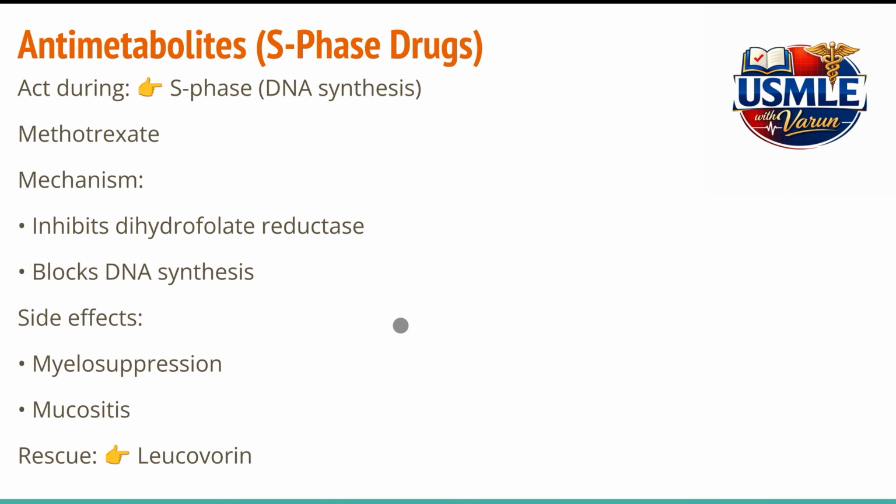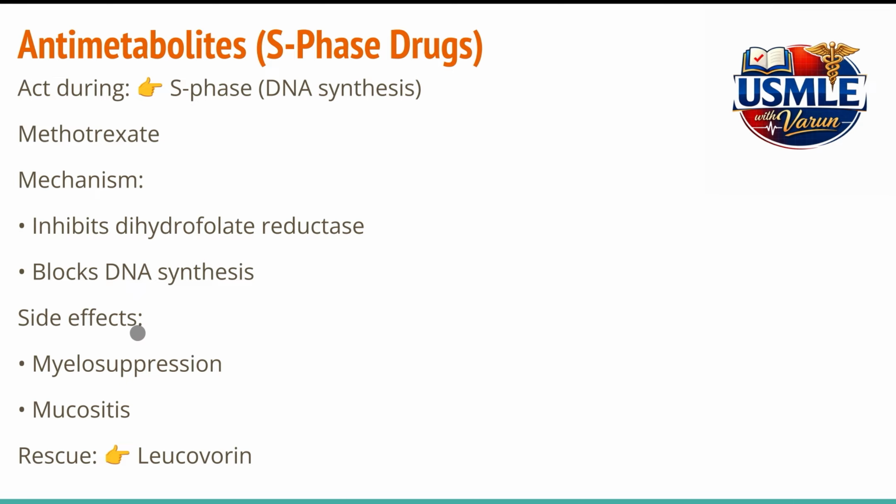Now let's discuss a few anti-metabolites. One of those is methotrexate. Methotrexate blocks the production of folate, and we all know that this folate is required for DNA synthesis. So without DNA, the cells cannot divide. But this also affects normal cells, leading to bone marrow suppression, myelosuppression, and inflammation of the lining of the mouth, also known as mucositis. To reduce toxicity, we use a rescue agent called leucovorin that bypasses the blocked pathway.